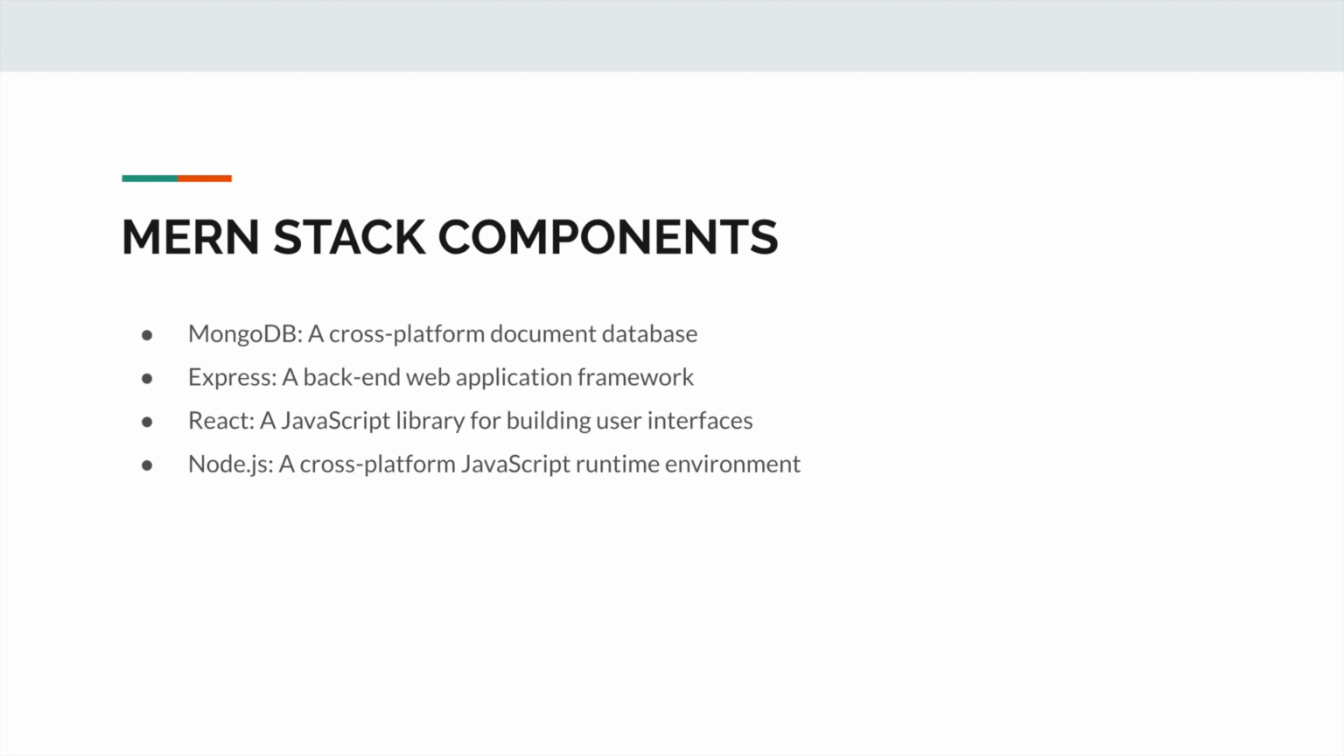Express. Express is a web application framework for Node.js, another MERN component. The Express framework is designed for building robust web applications and APIs. It's known for its fast speed and minimalist structure, with many features available as plugins.